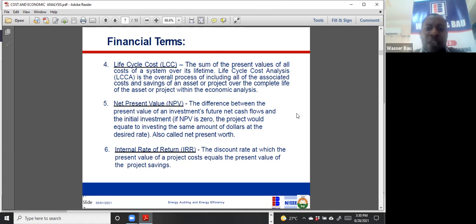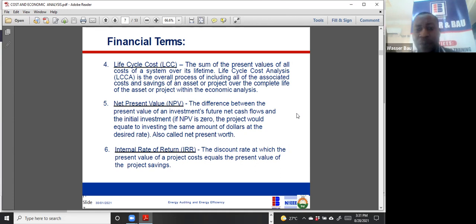In other words, if NPV is 0, the project will equate to investing the same amount of dollar at the desired rates. It is also called the net present worth. So at the point where the net present value is 0, it means at that point you're not losing, you're not gaining. Take note of that. If this project is worth 100 naira and after running it in 2 years' time, it is still worth 100 naira, it means that the NPV at that point is 0.